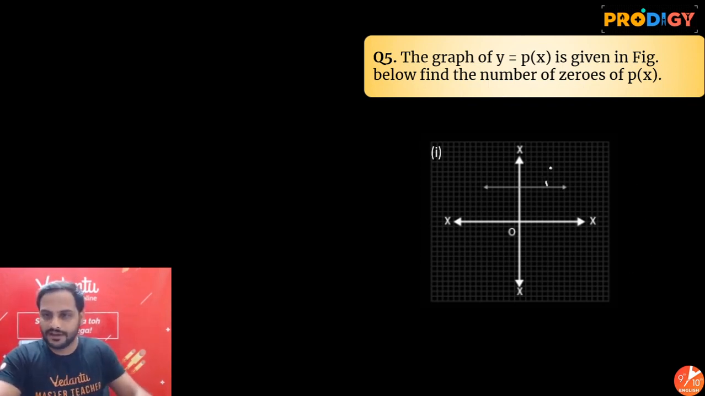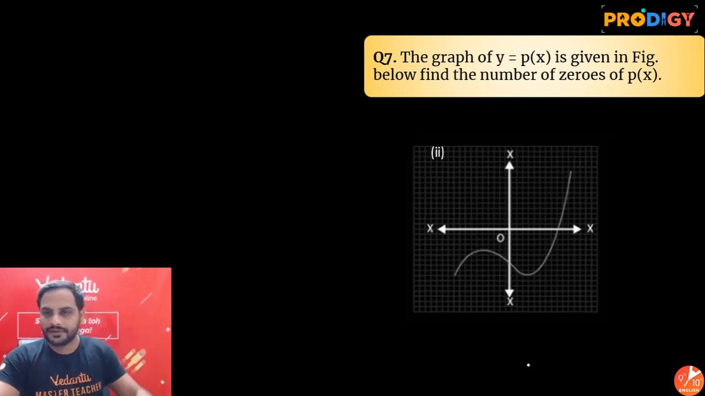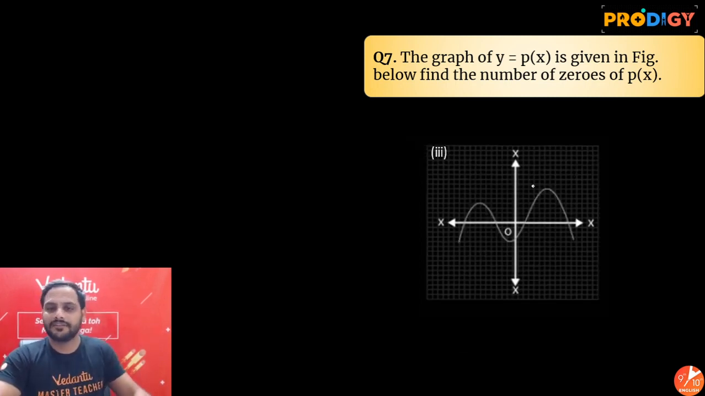Now look, this is the graph of p(x). I can clearly say this graph is not intersecting the x-axis, so no zeros, because the graph is not intersecting the x-axis. Here this graph is intersecting at one point, so I can say 1 zero. And here this graph is intersecting at 1, 2, 3, 4 points, so I can say 4 zeros.